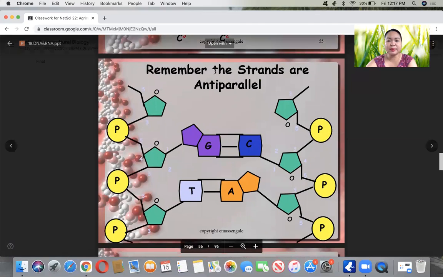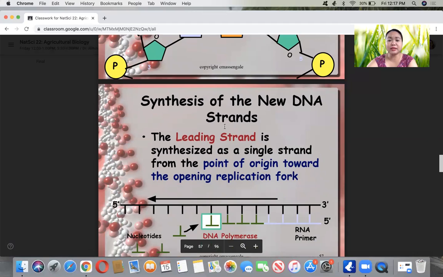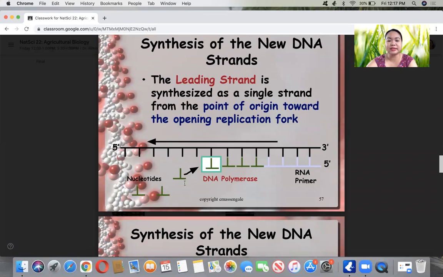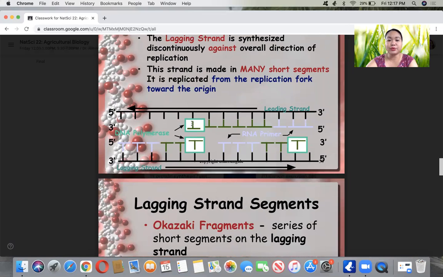And remember, the strands are anti-parallel. So in the synthesis of the new DNA strands, the leading strand is synthesized as a single strand from the point of origin toward the opening replication fork. The lagging strand is synthesized discontinuously, against the overall direction of replication, and is made up of many short segments replicated from the replication fork toward the origin.